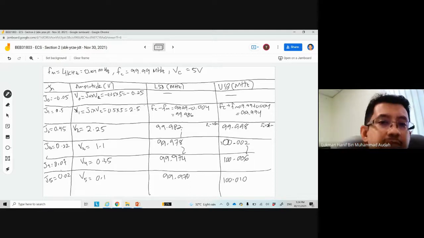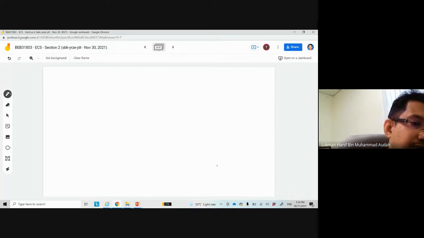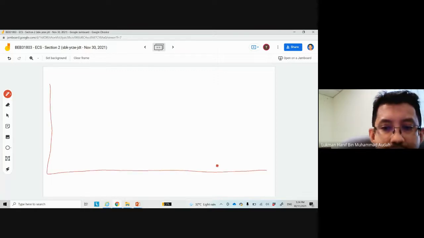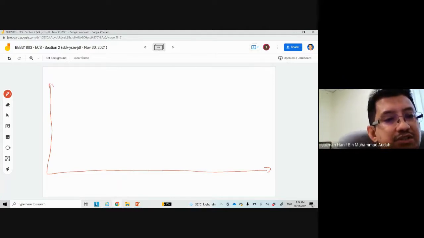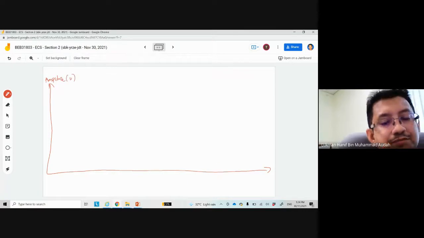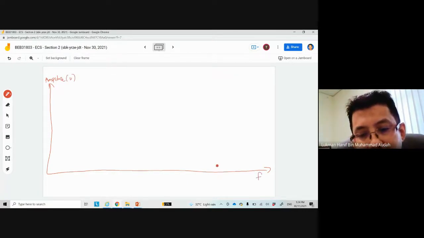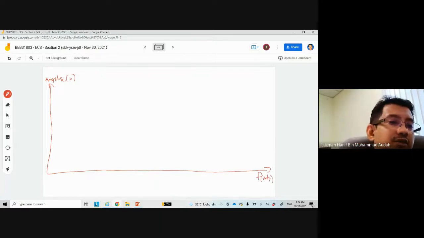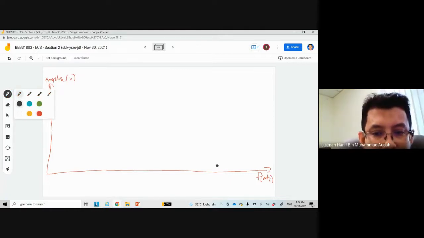This is not finished yet. So let's draw. When you want to draw the amplitude spectrum, amplitude spectrum means amplitude in volt versus F. In this case we use mega, so write megahertz here. Then find the center. I like to draw from the center, because we need to know where the center is.